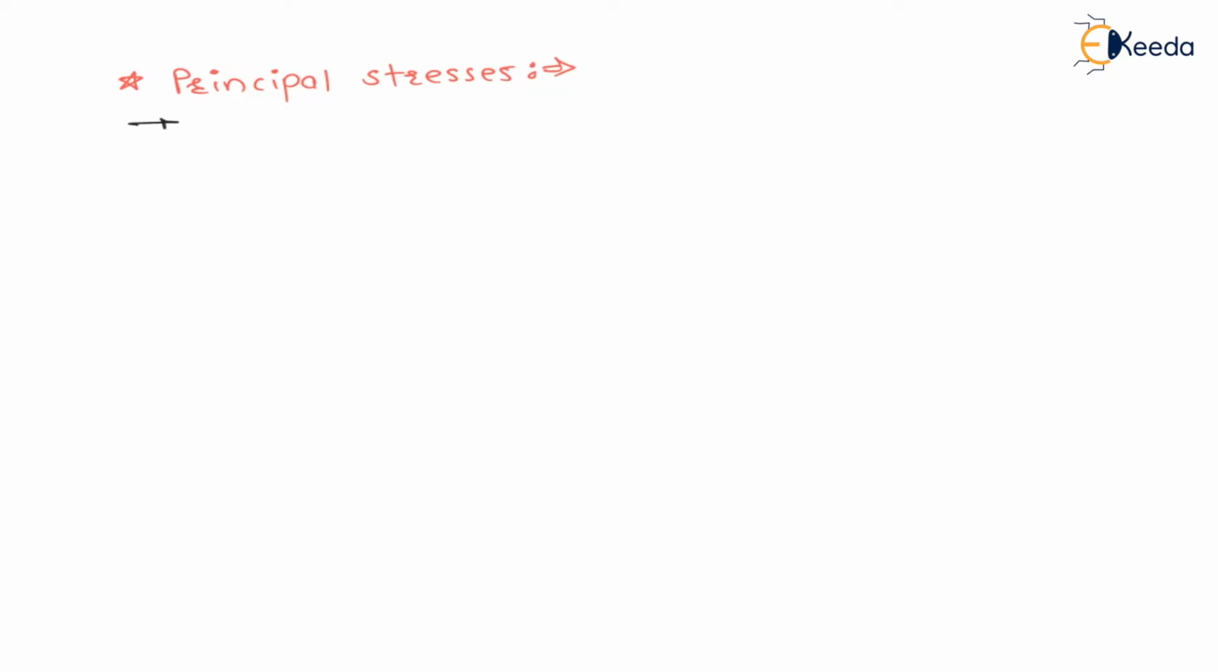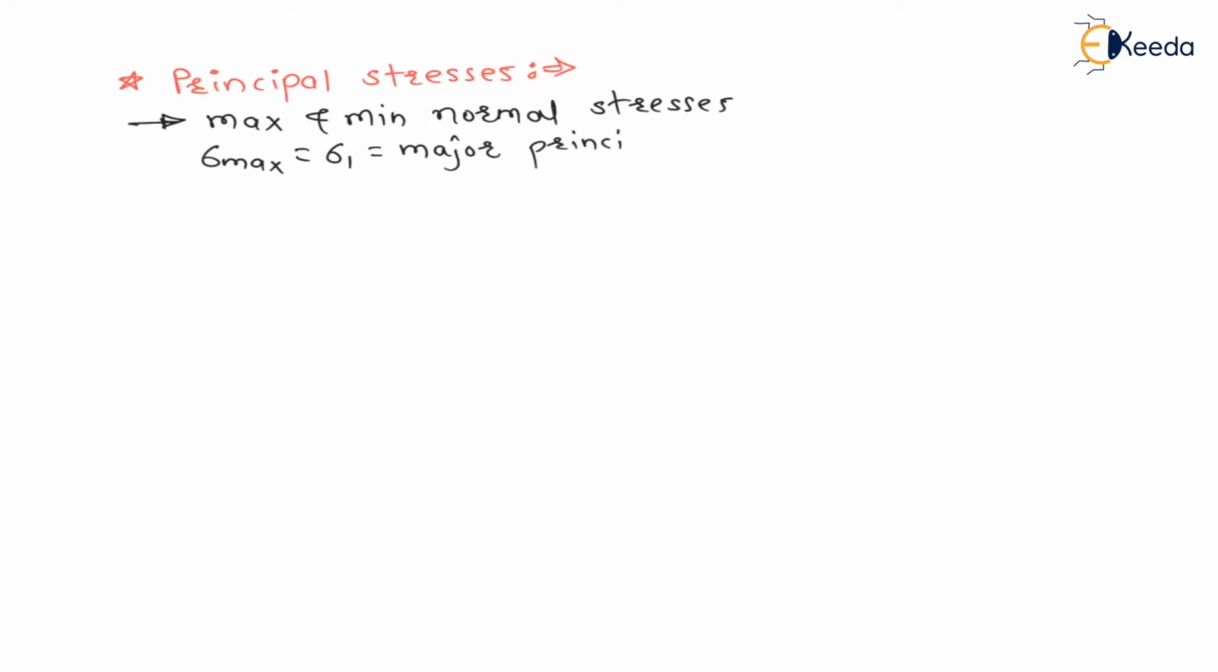Principal stresses means maximum and minimum stresses in the component. Maximum and minimum normal stresses in the component are called principal stresses. And the maximum normal stress, sigma max, is called sigma 1. For 2D loading it is called sigma 1, and it is a major principal stress. And the minimum normal stress for 2D loading is called sigma 2, and it is a minor principal stress.